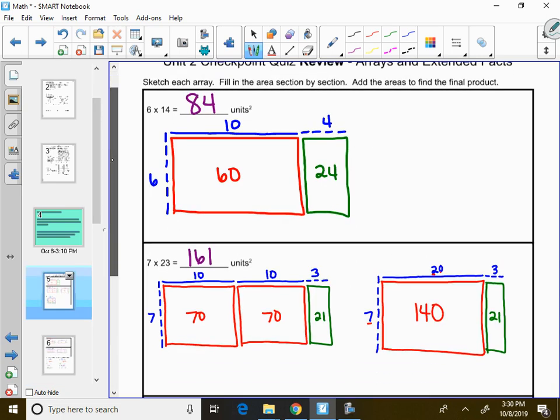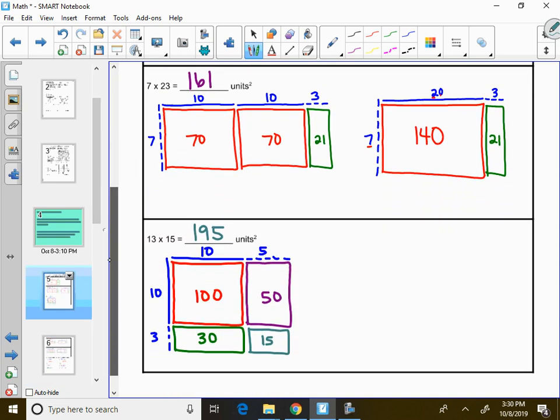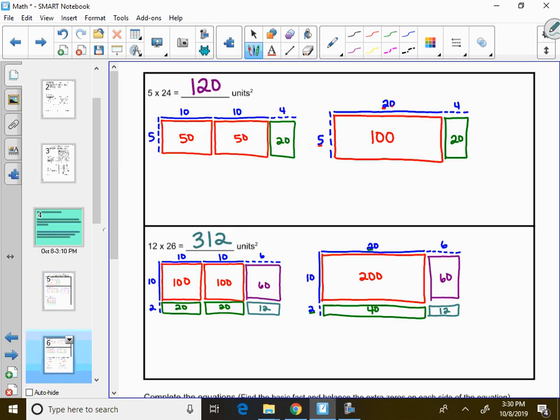Here are the answers for the first page and the answers for the second page.